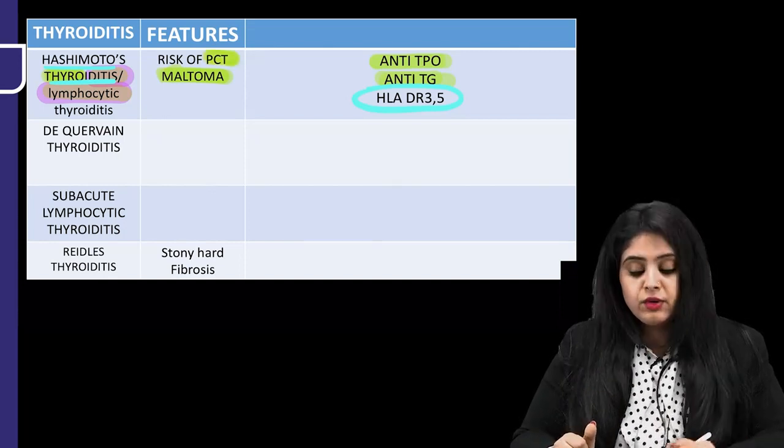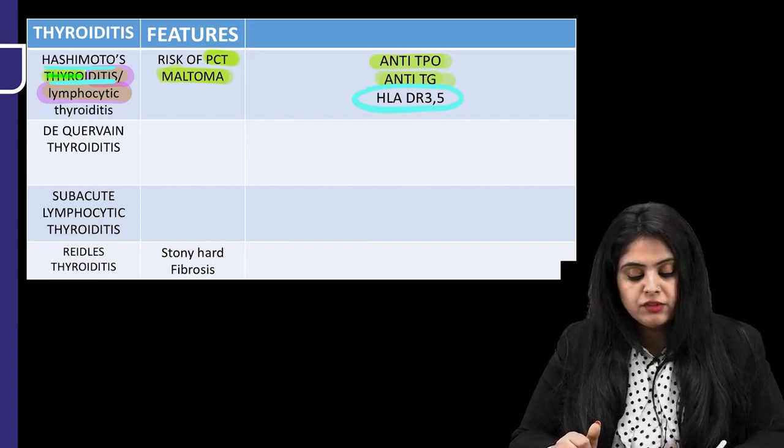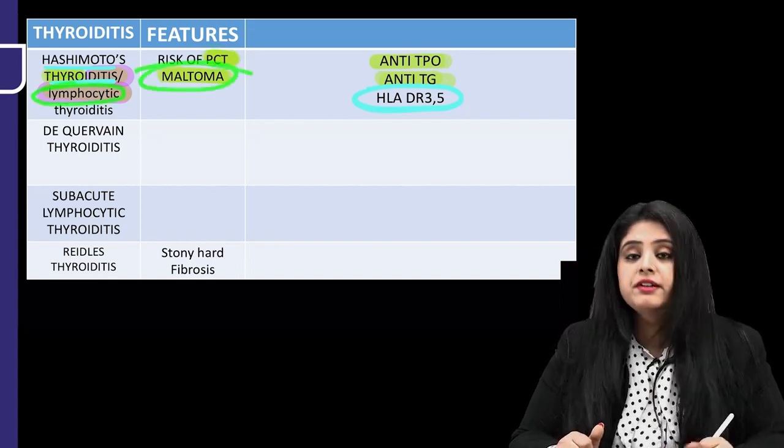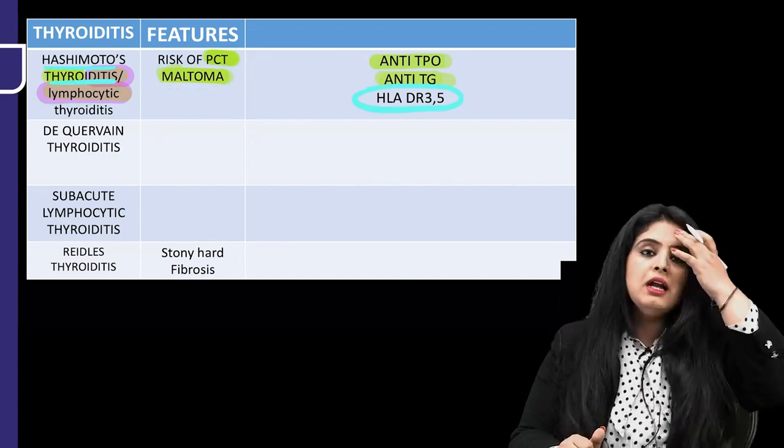Papillary carcinoma thyroid. So remember, thyroiditis is going to be at a risk of papillary carcinoma thyroid, and because it's lymphocyte, it is at a risk of a lymphoma, that is maltoma.